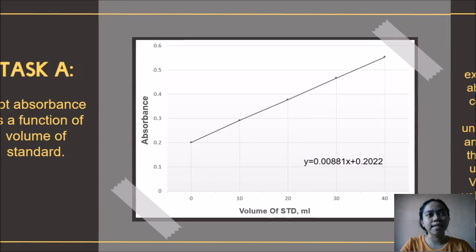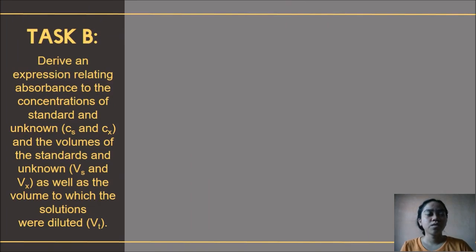For letter B, we need to derive an expression relating absorbance to the concentrations of standard and unknown, and the volumes of the standards and unknown, as well as the volume to which the solutions were diluted. First, of course, we know that the absorbance is the product of molar absorptivity, path length, and concentration, because that is equation 24-8, which can be found in the book Fundamentals of Analytical Chemistry, page 660. But we have here two samples, which are the standard and the unknown.